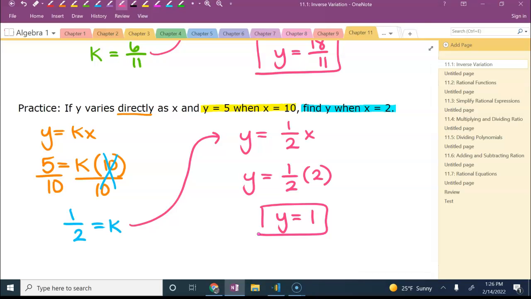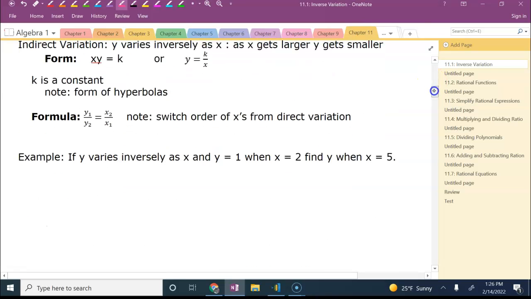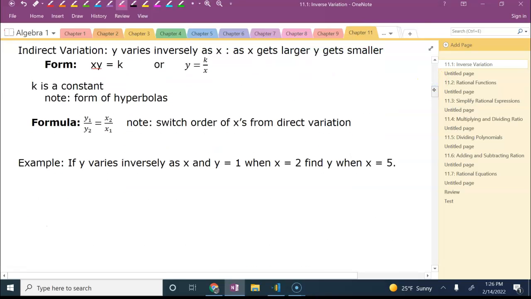So that's our direct variation. Now let's talk about an indirect variation. The indirect variation is the opposite of a direct, where in the direct variation, your x and your y acted the same. So when one went up, the other one went up. An inverse or indirect variation is where if one of them is getting bigger, so let's say x is increasing, y is actually going to be decreasing. So they're going to have opposite behavior here.